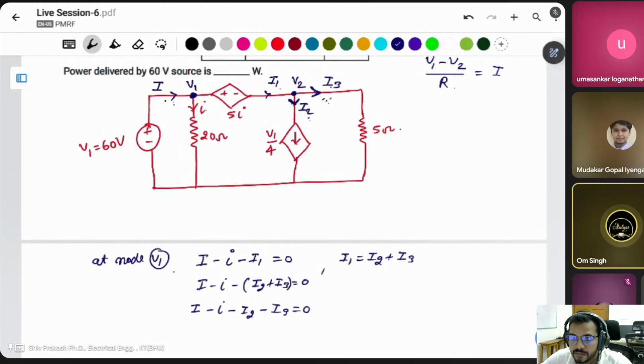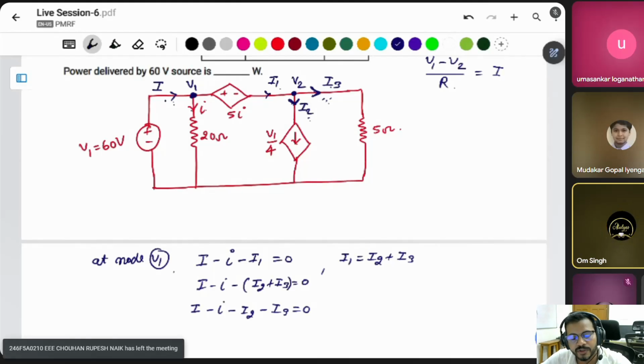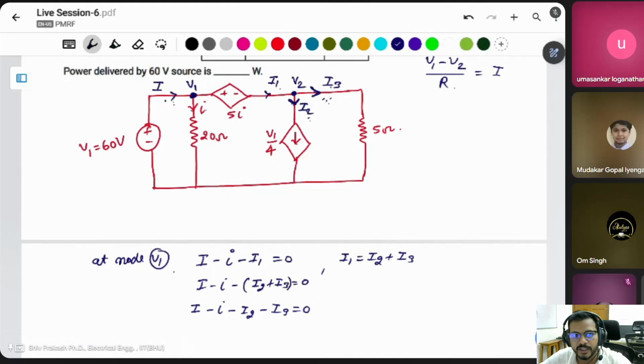Sir, one doubt. The 5 is there for the current, the voltage 5 is there, right? Yes. So 5 is the voltage source. So that 5 is not the current, right? No, this is the voltage. The plus and minus is given. That is the voltage source symbol.